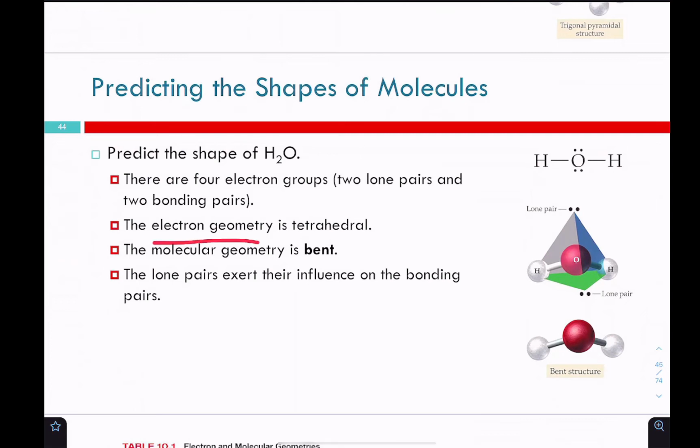The electron geometry is tetrahedral still. We still have 4 electron groups, but now we have 2 lone pairs and 2 what we could also call bonding groups or atoms. And so this gives us a bent shape. So the molecular geometry for this is bent.